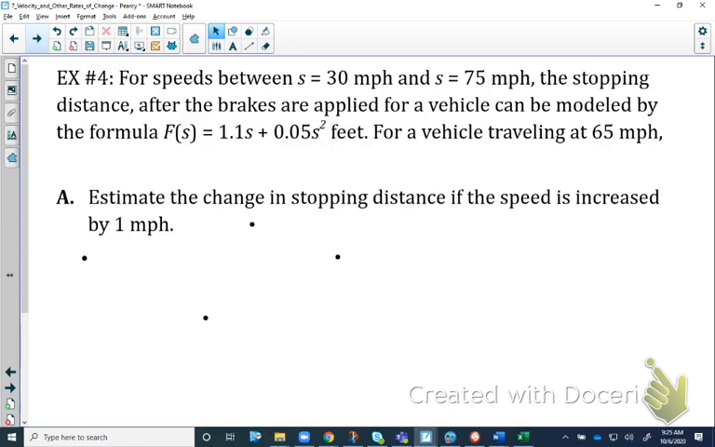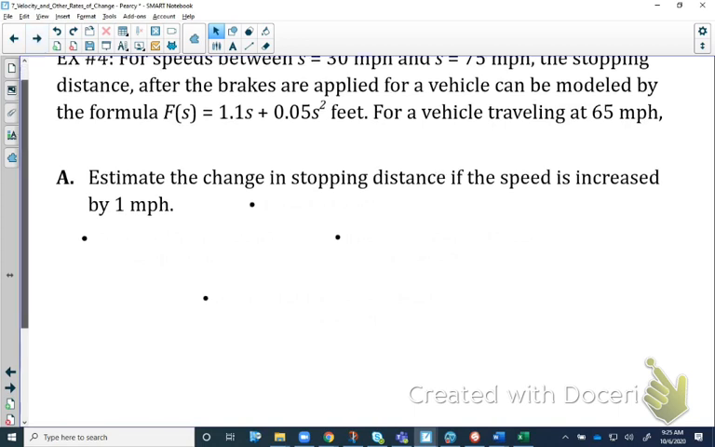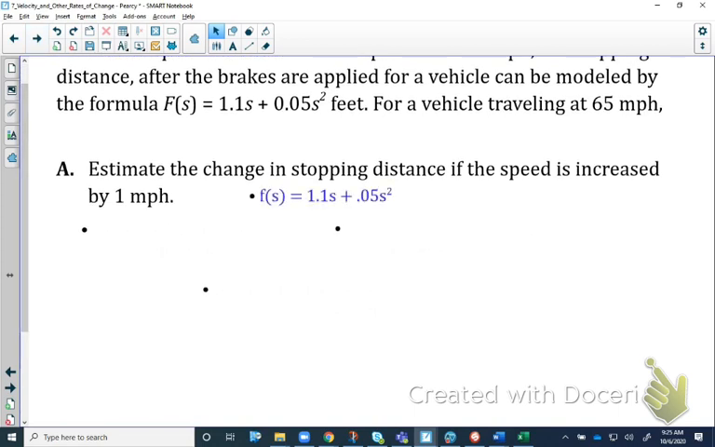Here, the final example that we're going to be looking at: for speeds between 30 miles an hour and 75 miles an hour, the stopping distance after brakes are applied for a vehicle is modeled by the given function, where F is in feet per second, the distance that it takes for you to stop over some given amount of time. For a vehicle traveling at 65 miles an hour, we want to estimate the change in stopping distance. Now, the estimate is going to be taking the position function that was given to us and plugging in 65 miles an hour and 66 miles an hour, and then taking the difference of them.